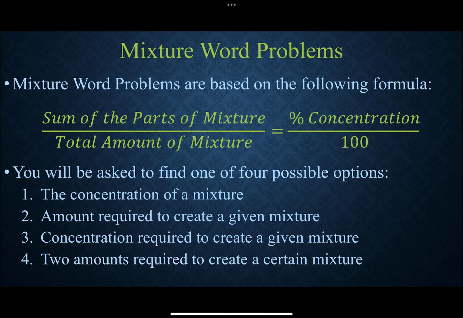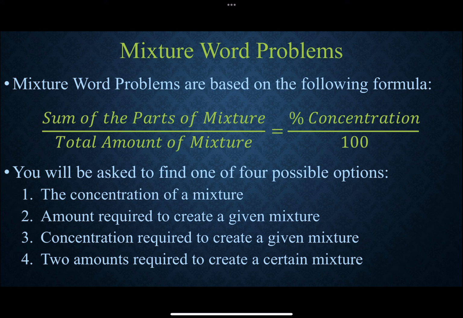The format you're going to want to use for each of your mixture word problems is these two fraction equations. So the top of the left fraction is your sum of the parts of the mixture. The bottom left is the total amounts of the mixture. And then the other fraction is the percent concentration over 100. And you'll be asked to find one of four possibilities. And we're going to do four examples to show how each of those works.